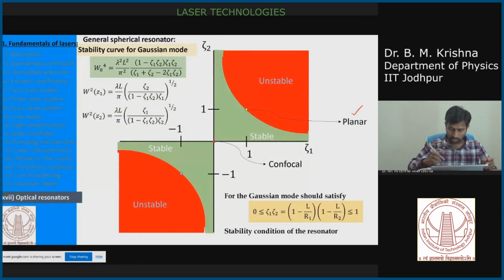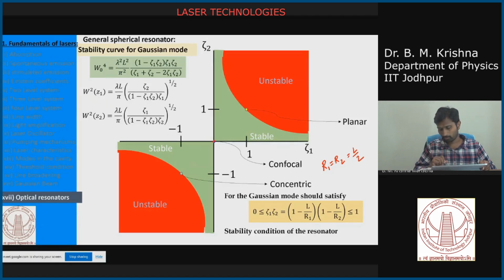Now the other condition, the third point, is concentric. Concentric means your zeta 1 and zeta 2 product becomes minus 1. So how do you get minus 1? For your concentric condition, like in the morning session we already discussed, R1 equals R2 equals L by 2. That is, the radius of curvature of mirror M1 and the radius of curvature of mirror M2 equal L by 2. Now you substitute this condition here, you will get R1 equals L by 2.